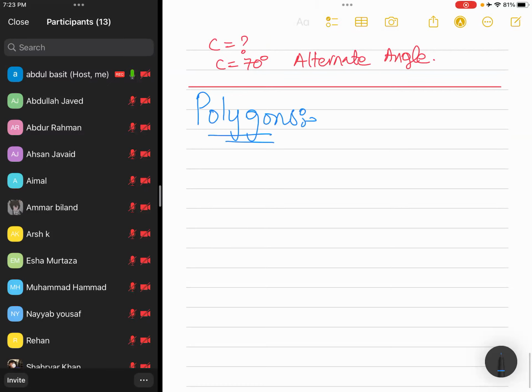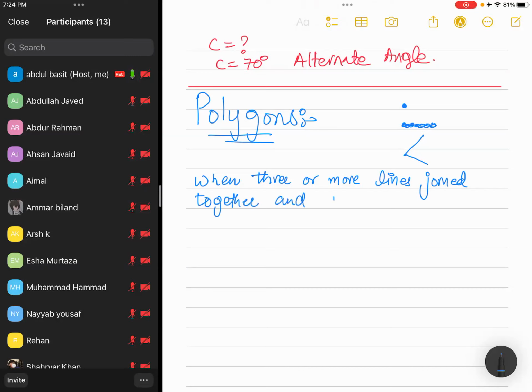Remember that, as I told you, math started from a point. When more points joined together, they made a line. Agree? When two lines joined together, they made an angle. When three or more lines joined together and are enclosed, they made a polygon. They made a polygon.